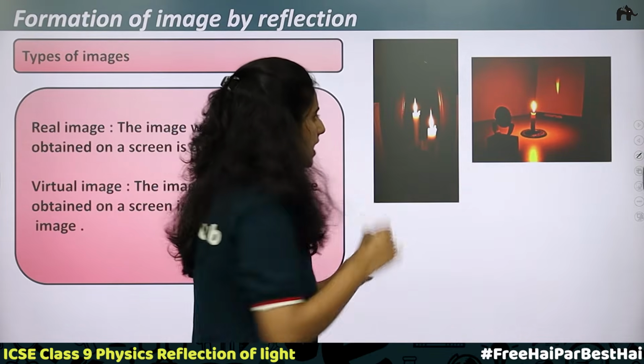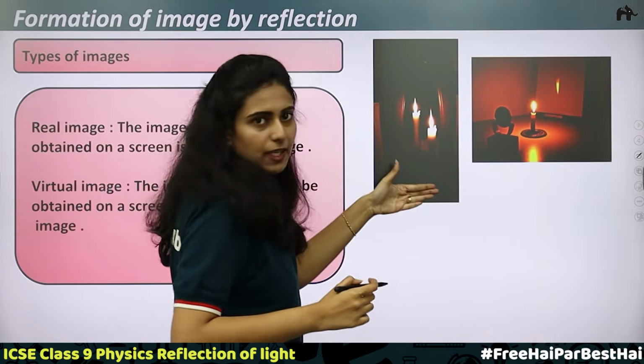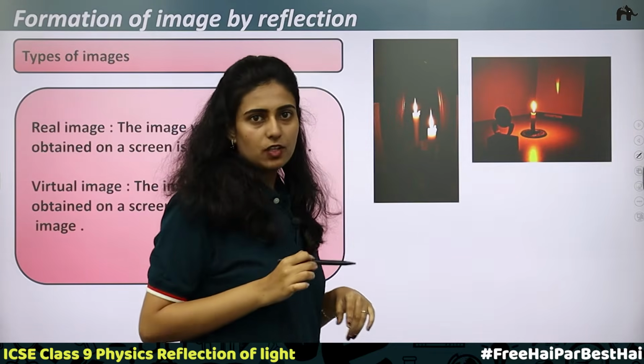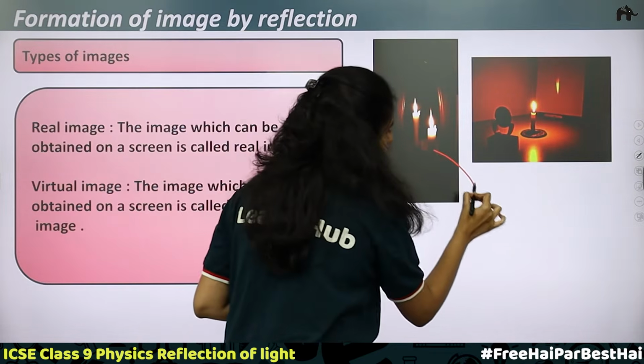So let's take these two cases. Here you can see that a candle is there. This is a plane mirror. Behind the plane mirror, we are able to see the candle. Here, this is the object.